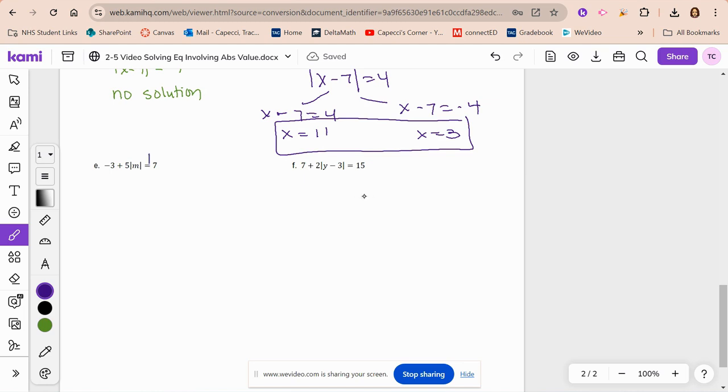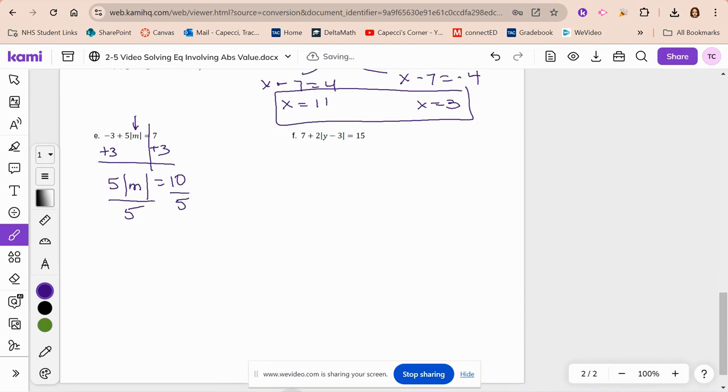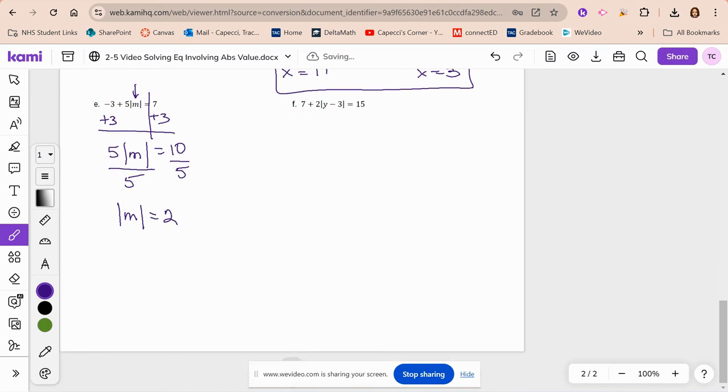Moving on. So again, here's my wall. This one looks a little different because I just have a variable inside, no other values, which is okay. So again, I'm trying to isolate that absolute value. So I'm going to add 3 to both sides. And I have 5 times the absolute value of m is equal to 10. Keep going like I have been. Divide both sides by 5. Then I have the absolute value of m is equal to 2. Okay, so at this point we have our absolute value isolated, so I'm just going to split it. So I have m is equal to positive 2 and m is equal to negative 2, and that's it. All set.